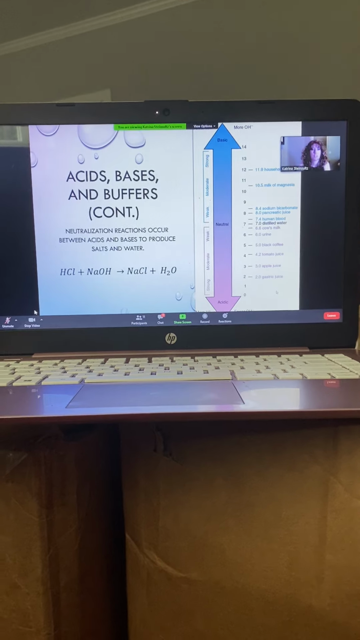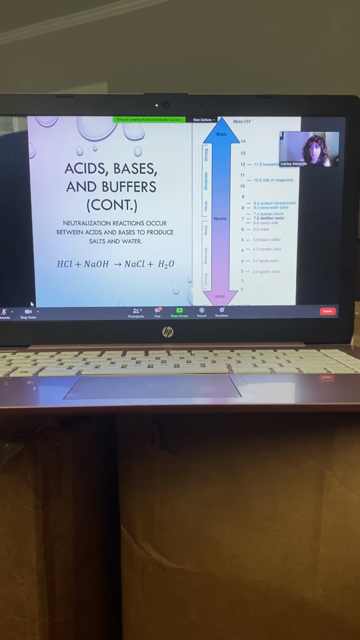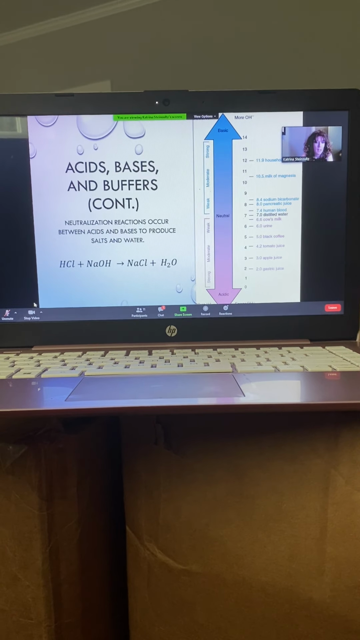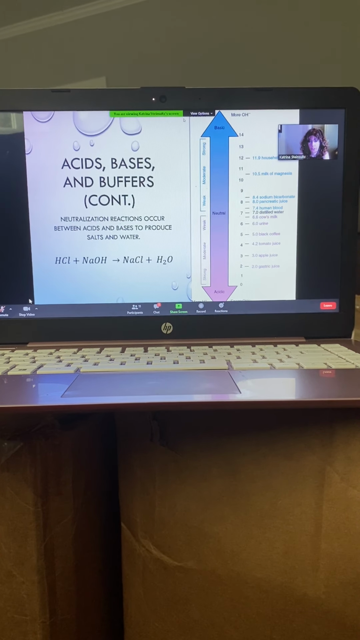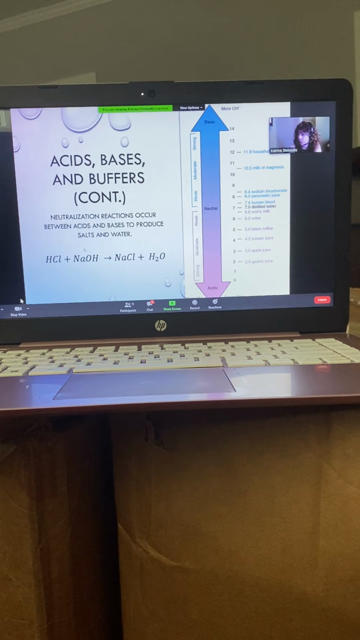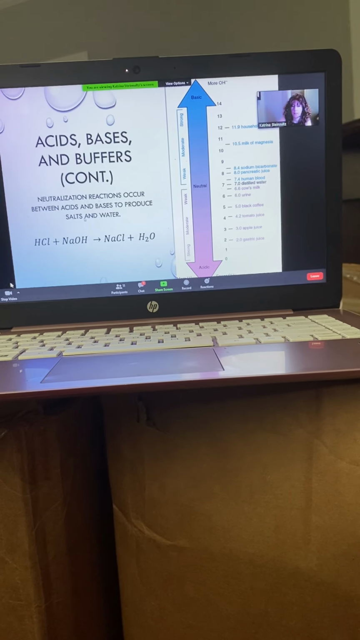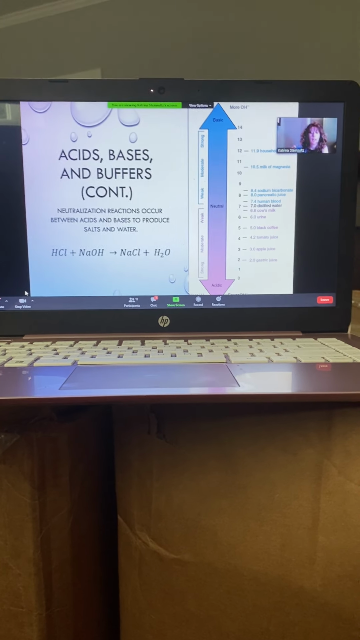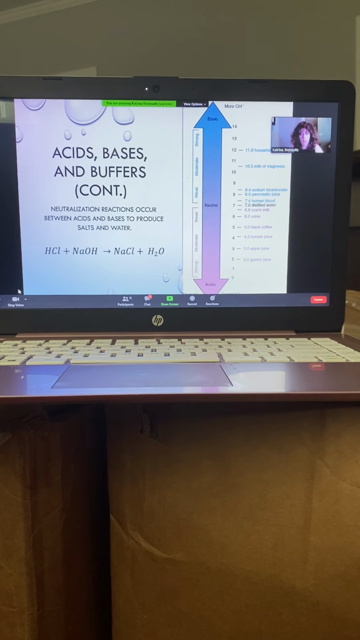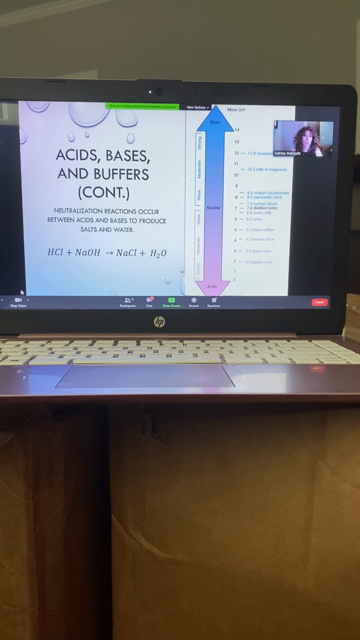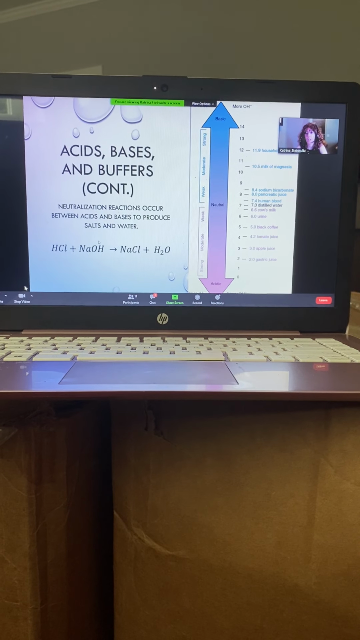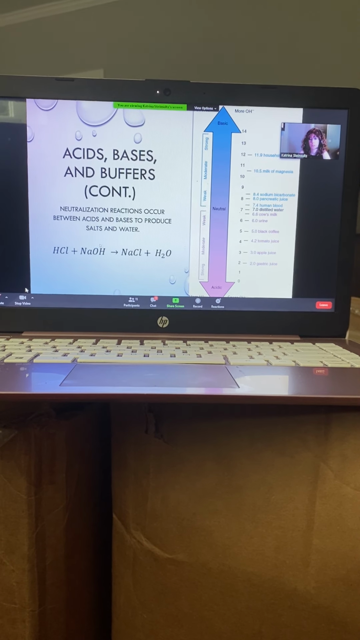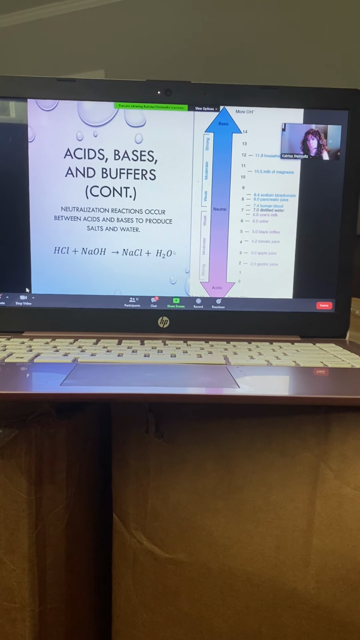Okay, so here's our pH scale here. And we can have something called a neutralization reaction, which is what I was just describing on my whiteboard here. You take hydrochloric acid and sodium hydroxide, you combine the two together, you're going to neutralize them out. And so you're going to get salt and water.